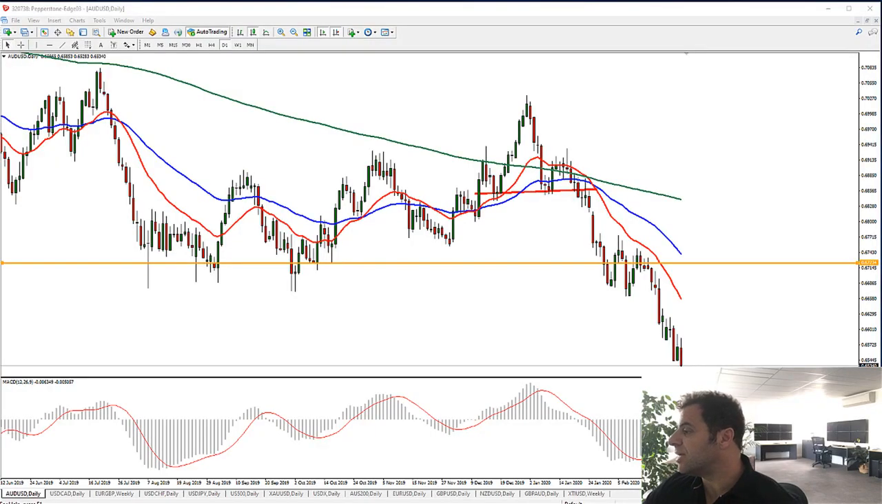Well, boy oh boy, we've seen some movements in the market this week. It's been really volatile in a lot of the indices and a lot of the currency pairs. So we jump straight into the charts and start analysing what has happened over the last few days. So we'll start, as we always do, with the Aussie USD.